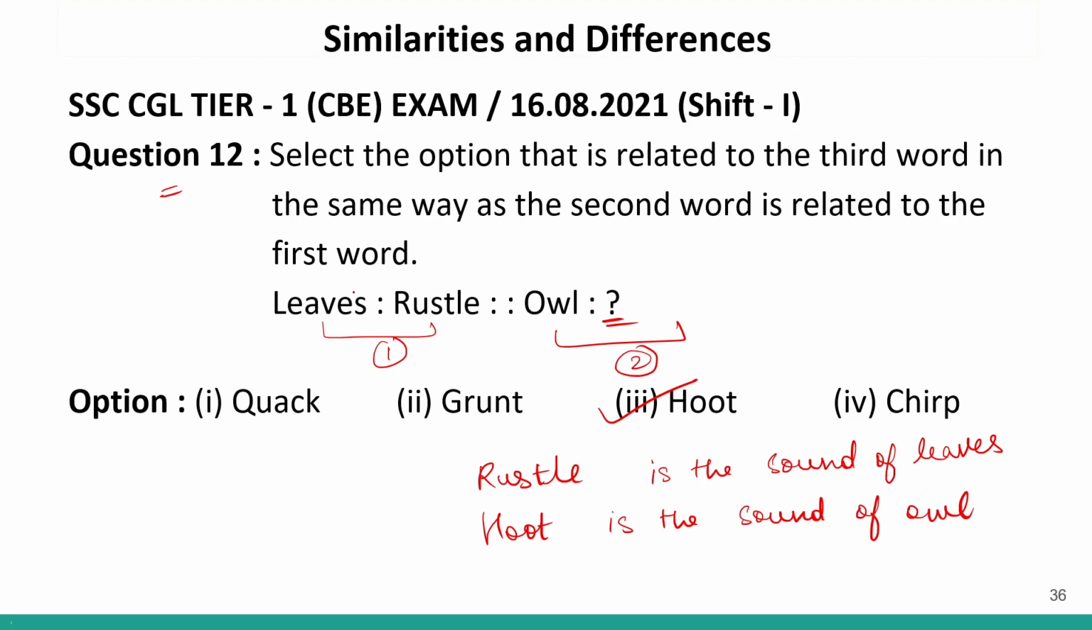So what we did, first we identified the relationship between the first pair and then we applied the same relationship in the second pair to find the missing element. This is how you solve analogy. So the common logic was that we had to find the sound of the first element in both the analogies.